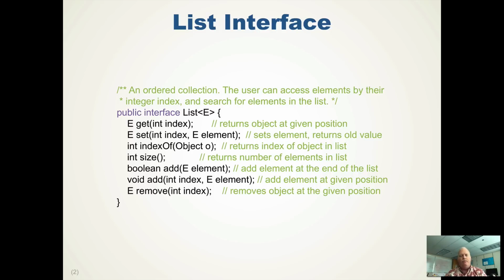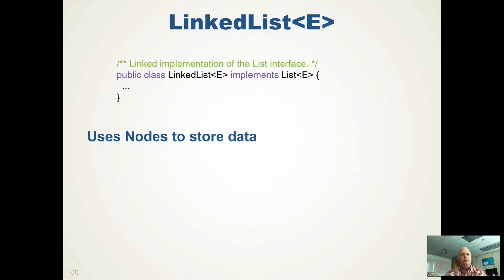And in this implementation, instead of using an array, we're going to use nodes to store the data. So we have our linked list instead of our array list. They use nodes to store the data. There's no wasted space. If you recall, in the array implementation, we had to make the array bigger than the number of items because we didn't want to have to keep resizing the array. So in this case, we only have as many nodes as there are items in the list.